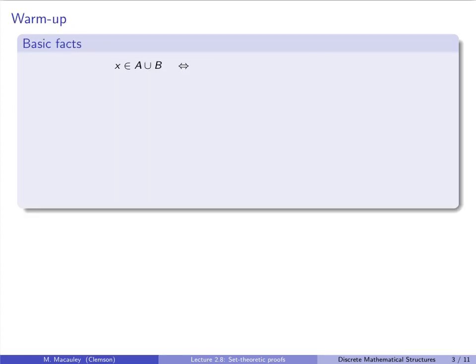Now, one thing that we do know how to do is prove statements using propositional logic. So we'll warm up now by converting a bunch of set-theoretic statements into and, or, and not. So let's begin with this first one. If X is in the union of A and B, that means that X is in A or X is in B.